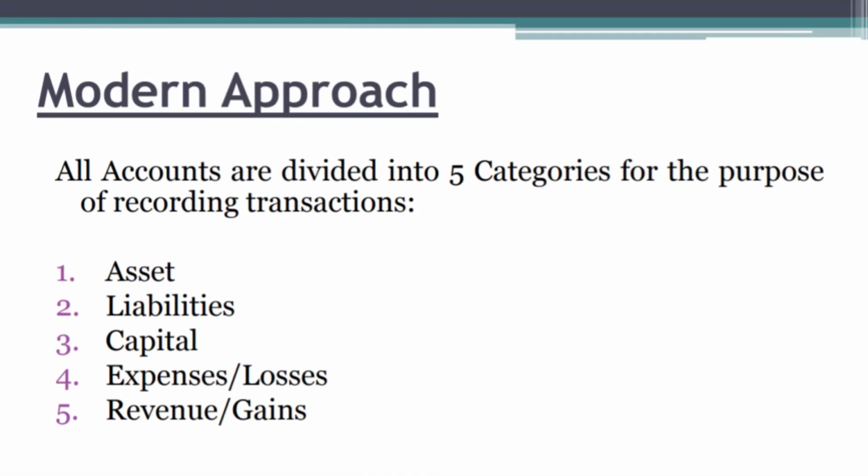As per the modern approach, all the accounts are divided into 5 basic categories for the purpose of recording transaction. These 5 categories are asset, liabilities, capital, expenses or losses, and revenue or gains. Let's understand each of these in detail and the rules of accounting as per the modern approach.